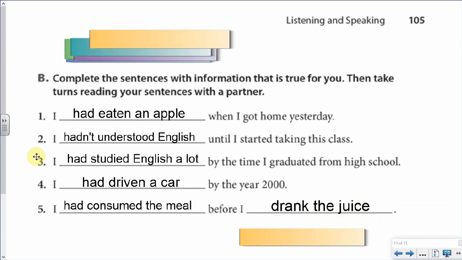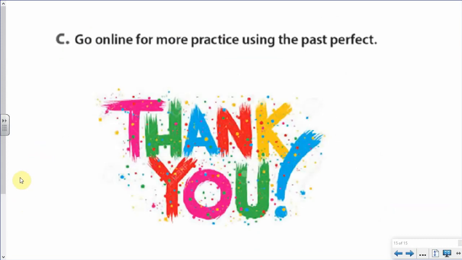So that's it. That covers the past perfect, and I hope you have understood what we mean by this grammatical term. If you're still having some problems, then as it says here in part C, go online, Oxford Online, for more practice and get more familiar with the structure and the usage.